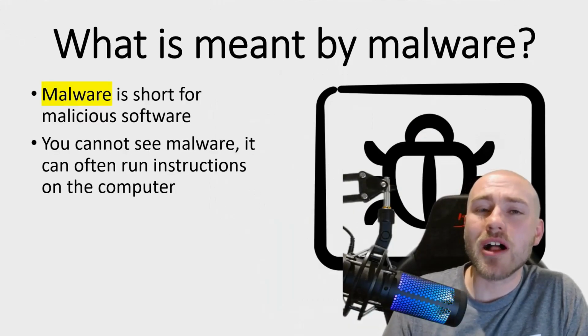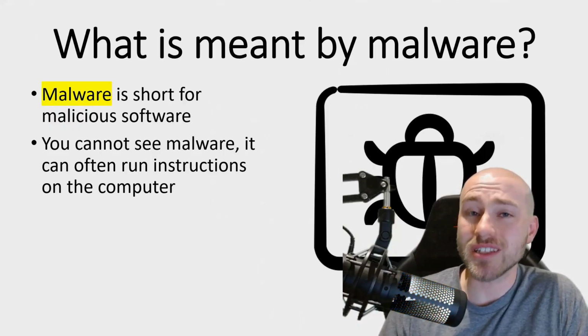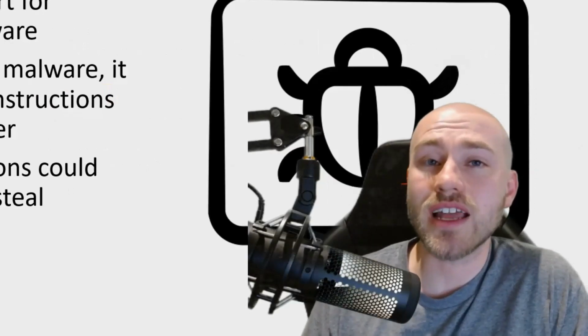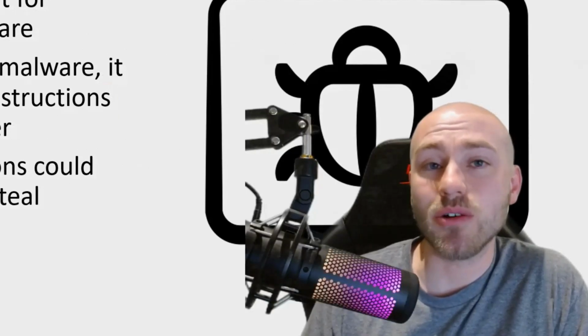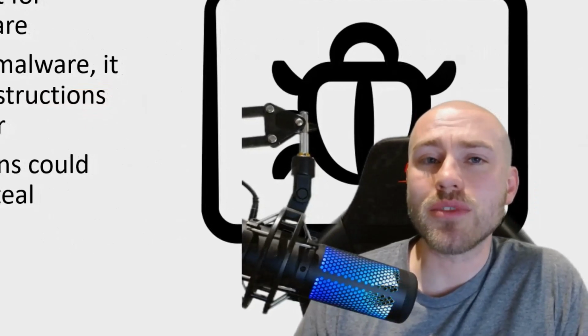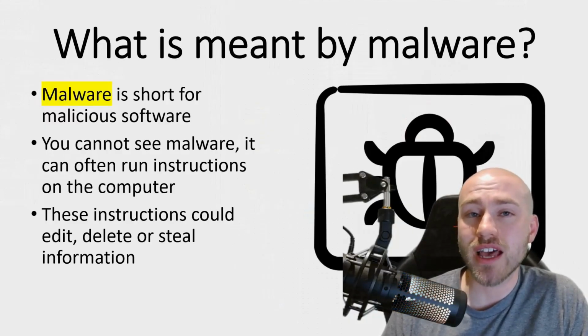Now, you can't see malware. Often it's installed in the background so that you don't actually know that it's there, but it's harmful and it can be really damaging to your computer or device. Often they get installed so that they can edit, delete, or steal information. A way this could happen could be something like a Trojan virus, which is where you go to download something and you think it's one thing, but actually it installs malware on your computer and you don't even know that it's there. Another potential threat is unauthorized access.